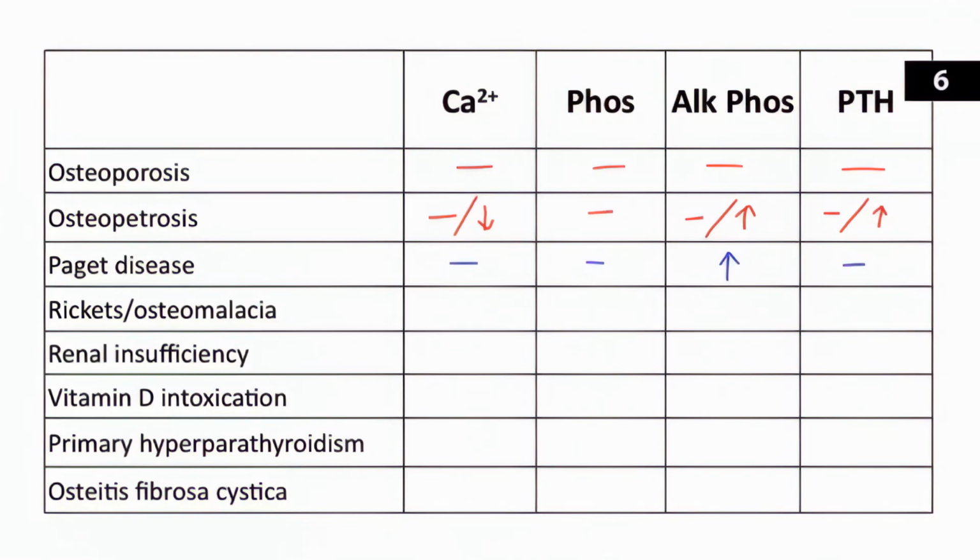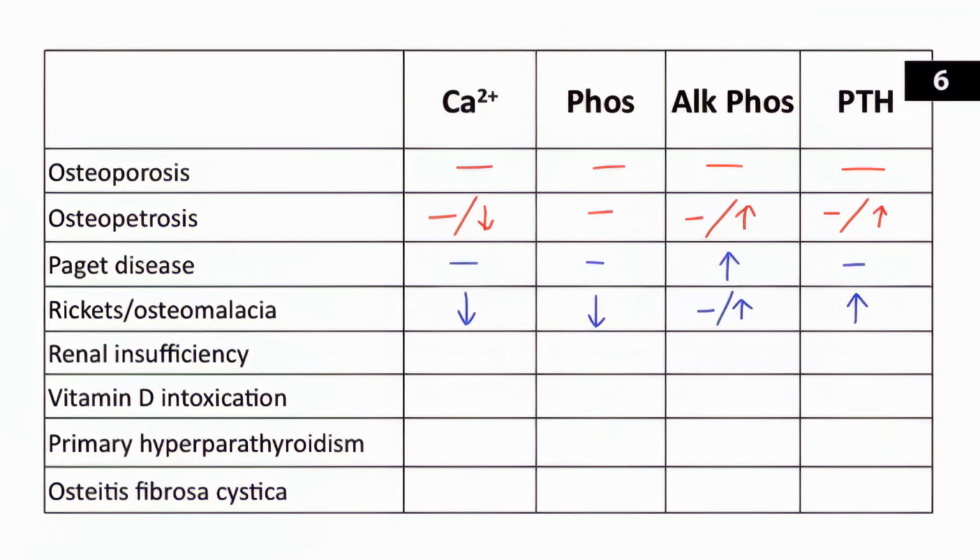With rickets and osteomalacia, there's deficiency of vitamin D. And that leads to decreased calcium absorption, so serum calcium is decreased. And as a result of that, PTH goes up. As PTH goes up, you start to trash phosphate, so phosphate goes down. And this can result in either a normal alk phos or a high alk phos, depending on how high your PTH levels are. A similar picture occurs with renal insufficiency.